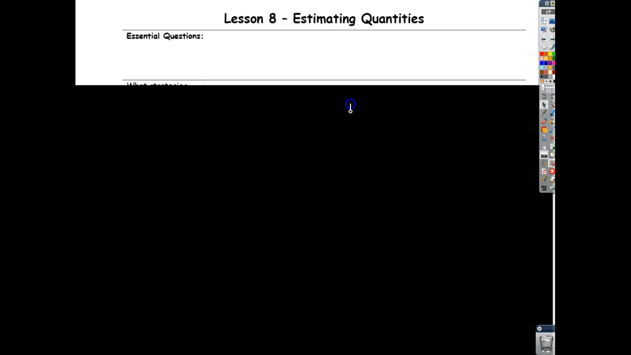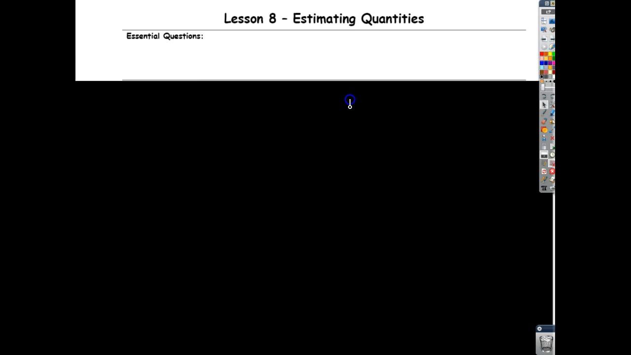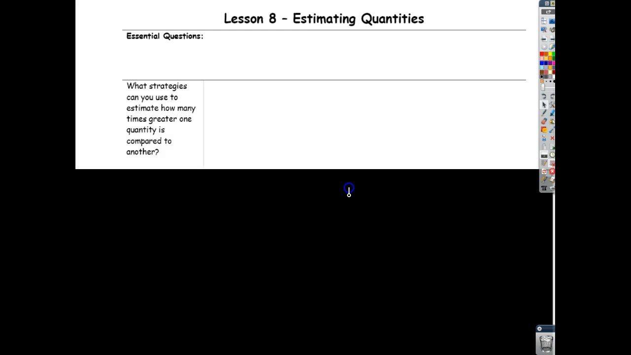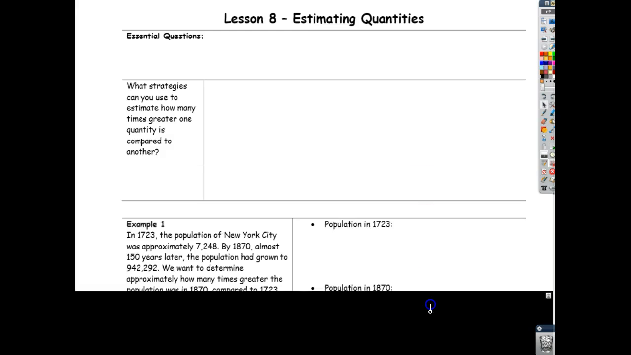Our essential question is, how do we estimate numbers using division, especially if they're really big ones? So what strategies are we going to use? We talked about this. We are going to change them into powers of 10, describing numbers using place value, powers of 10, and then we're going to divide. Here's what we did with that problem in New York.